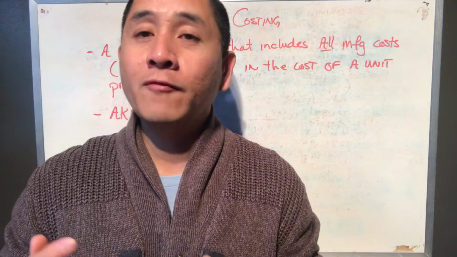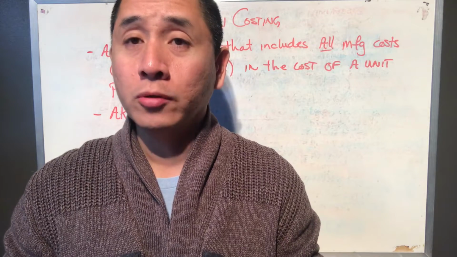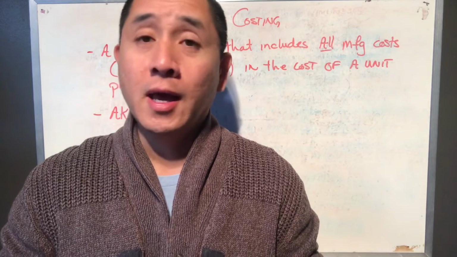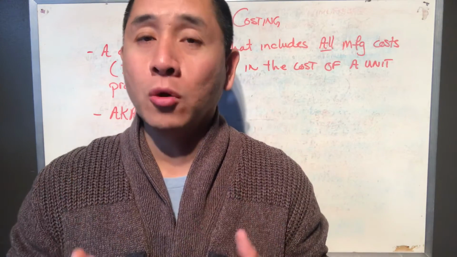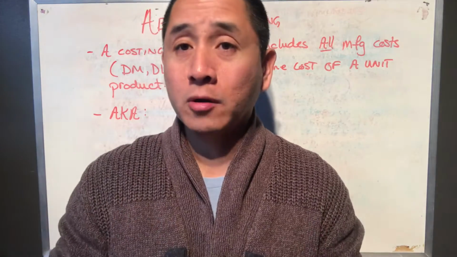So there are a couple of ways of valuing inventory and cost of goods sold. Usually the two main methods would be absorption costing and variable costing. So let's, in this tutorial, examine what absorption costing is and go through a numerical example.